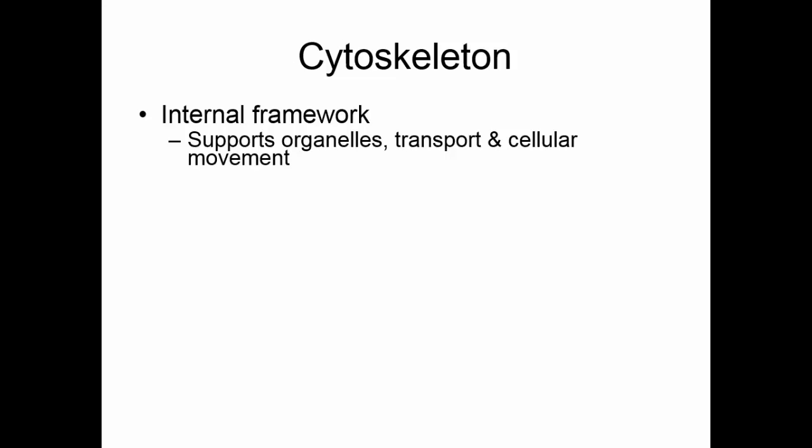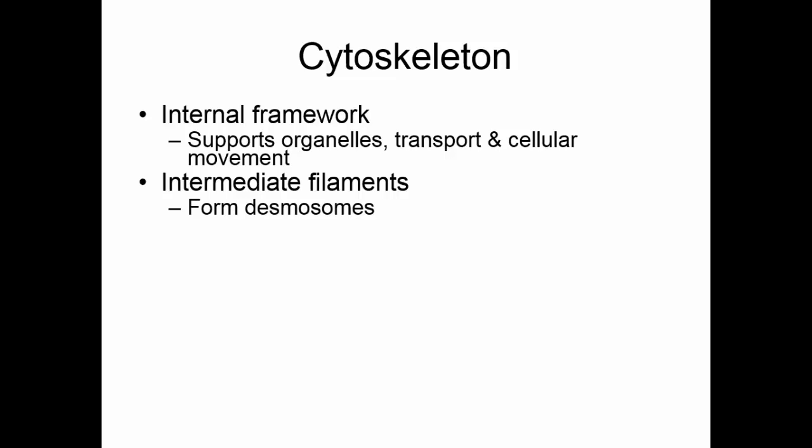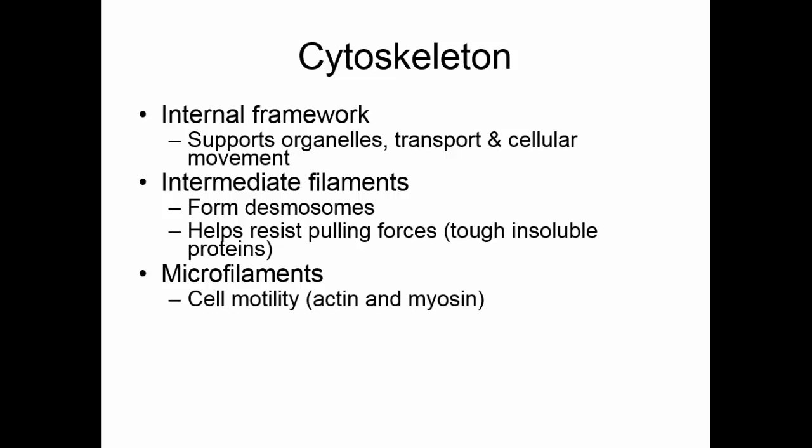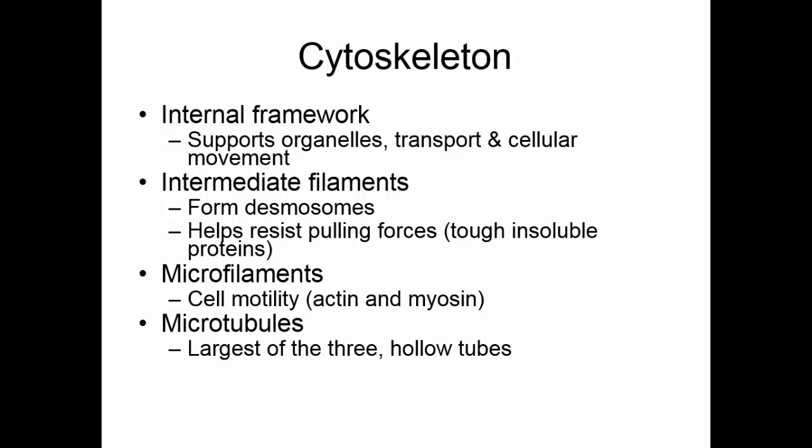There are 3 types of cytoskeletal fibers. Intermediate filaments are very tough. They form desmosomes. They help resist pulling forces. They're very tough, insoluble proteins. Microfilaments are more delicate. These are involved in cell motility. We'll talk about actin and myosin when we talk about muscle cells. These are the cells that have to contract. Microtubules are the largest of the 3 cytoskeletal elements. They're hollow tubes. They are involved in cell shape and cell division.